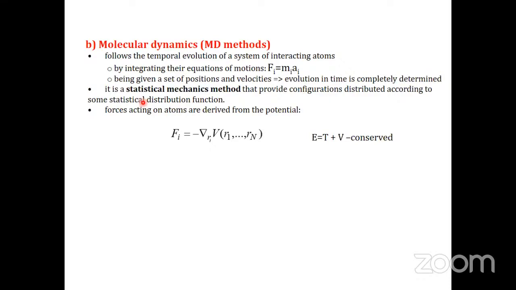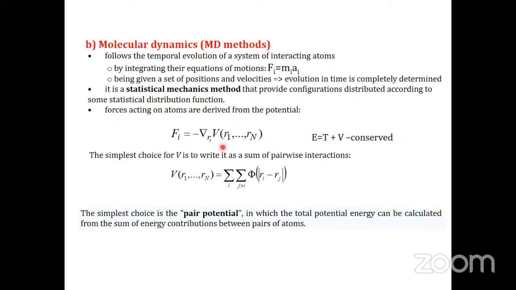It has certain mathematical concepts, so I'm trying to avoid this, but it is based on the force acting on atoms derived from this particular formula. The simplest choice for this parameter V is to write it as a sum of pairwise interactions operating between either two atoms or more than two atoms. So the simplest choice is the pair potential, in which the total potential energy can be calculated from the sum of energy contributions between pairs of atoms.